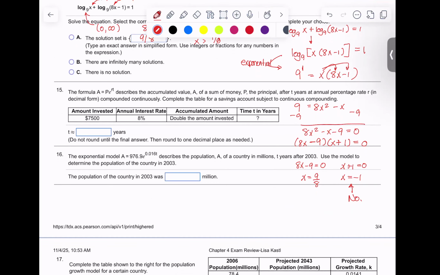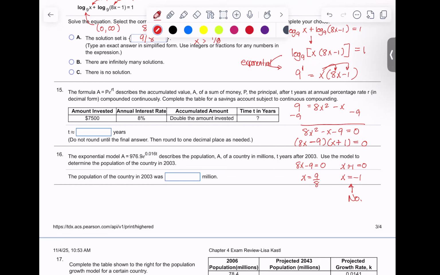Problem 15. Use the formula A equals P times e to the RT. This describes the accumulated value A of a sum of money P, the principal, after T years, at an annual percentage rate R in decimal form, compounded continuously. Complete the table for a savings account subject to continuous compounding. So I have $7,500 that I'm investing at 8%, and I'm looking at how long it is going to take me to double my money?